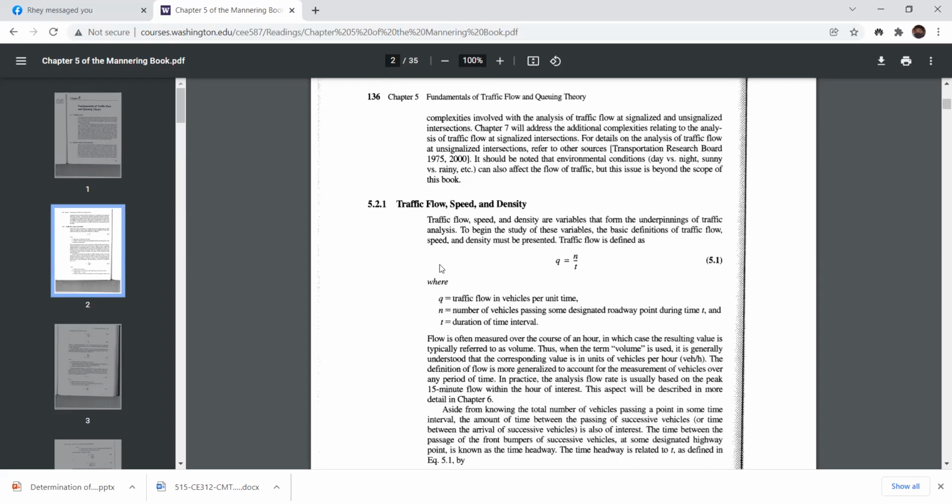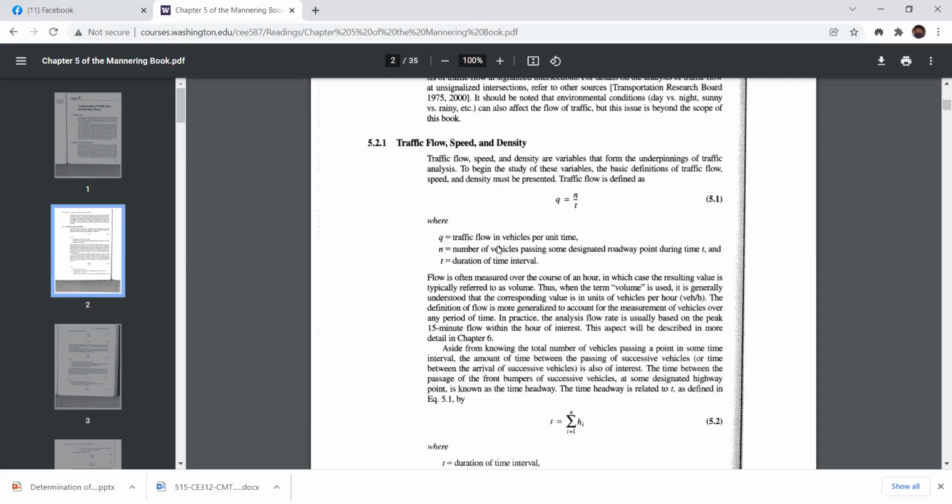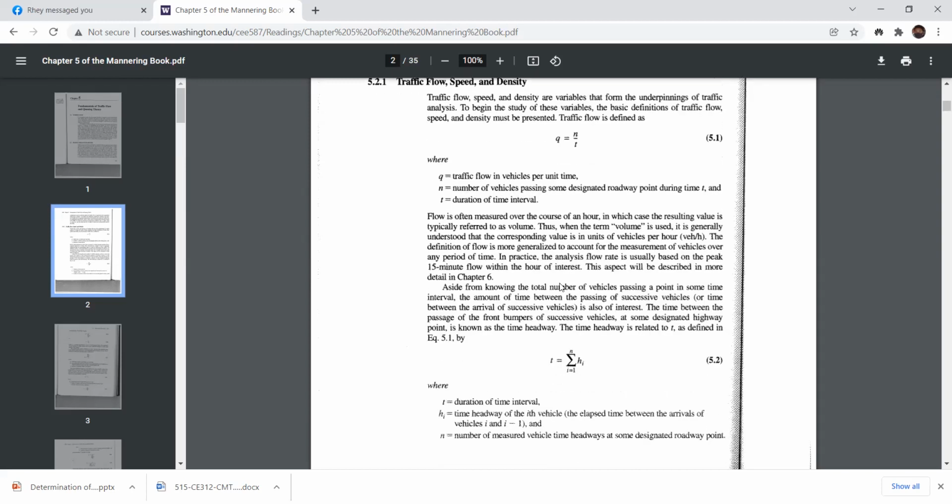Traffic flow, speed, and density. Traffic flow, speed, and density are variables that form the underpinnings of traffic analysis. To begin the study of these variables, the basic definitions of traffic flow, speed, and density must be presented. Traffic flow is defined as q, the traffic flow in vehicles per unit time, where N is the number of vehicles passing some designated roadway point during time T, and T is the duration of the time interval. This flow is often measured over the course of an hour, in which case the resulting value is typically referred to as volume.